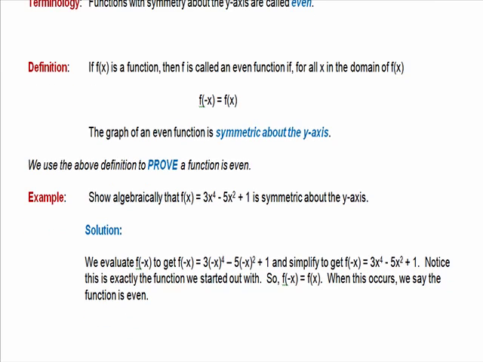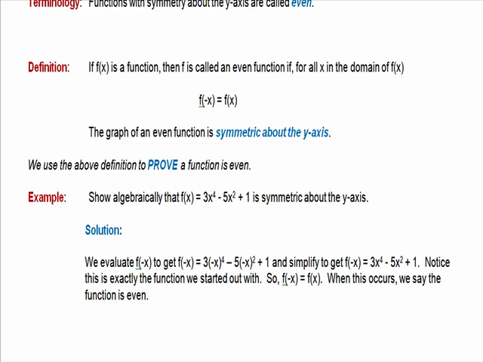What I'd like to do is show algebraically that f(x) equals 3x to the fourth minus 5x squared plus 1 is symmetric about the y-axis, or that it's even. So what we're going to do is evaluate f at negative x. Now it's important for you to realize I'm doing it for the generic negative x. Sometimes students will say, hey, I'm going to try it for f(-2) or f(-4). That's good, but that only shows it for one value. We want to do it for all values, so we're going to use f(-x).